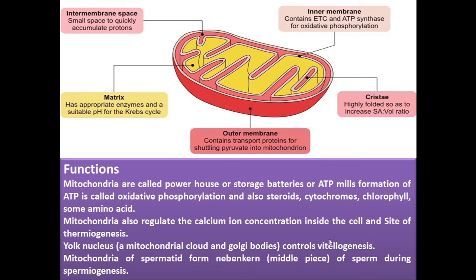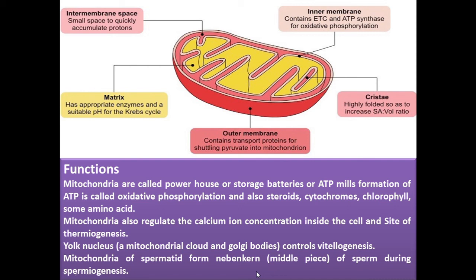Now the yolk nucleus, a mitochondrial cloud, and Golgi bodies control vitellogenesis. What is vitellogenesis? It is the synthesis of yolk or yolk deposition, and for this they need energy, so they have a mitochondrial cloud in the yolk nucleus, which helps in yolk synthesis or the process of vitellogenesis.